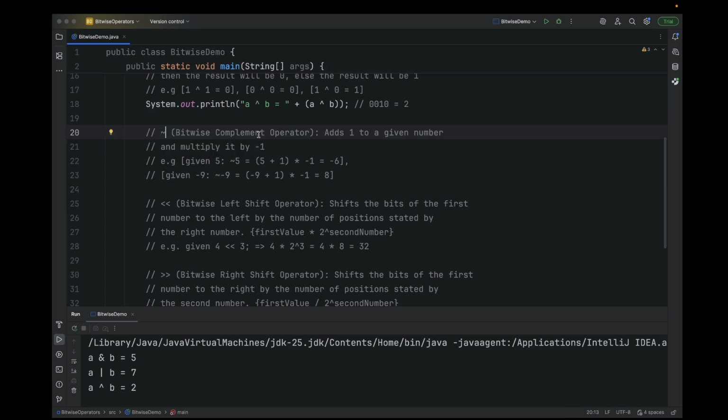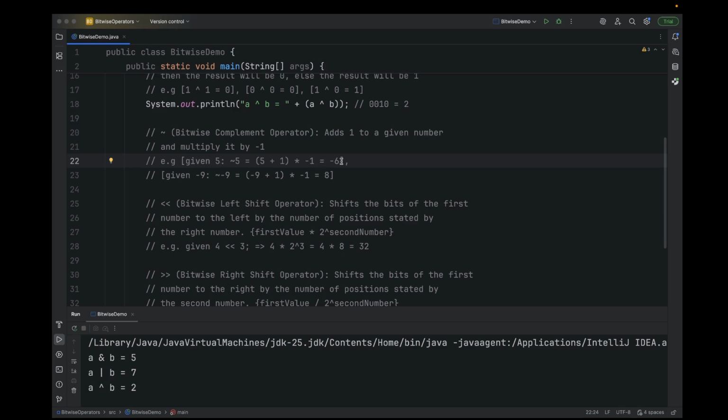The bitwise complement operator. What does this do? Definition says it adds 1 to a given number and multiplies it by -1. So given a particular number, say 5 or any number at all, it will add 1 to it and multiply it by -1, and that is when you get the result. So ~5 will give you (5 + 1) multiplied by -1, which will give you what?